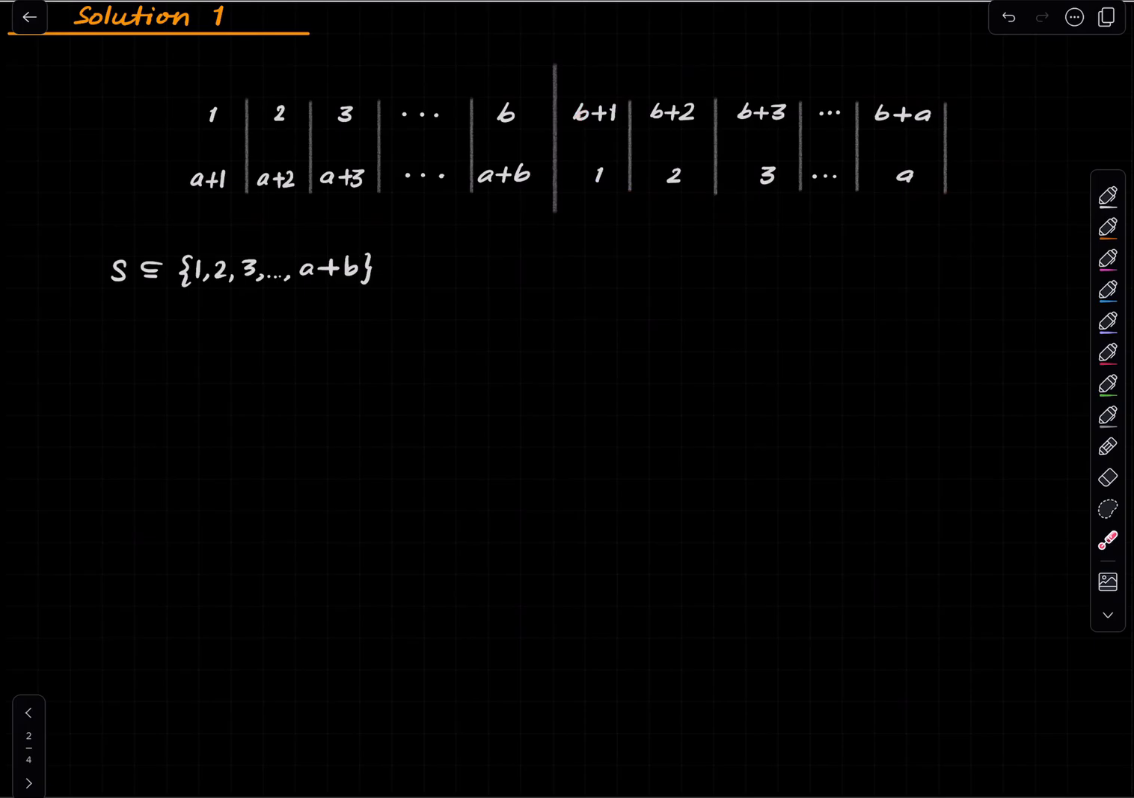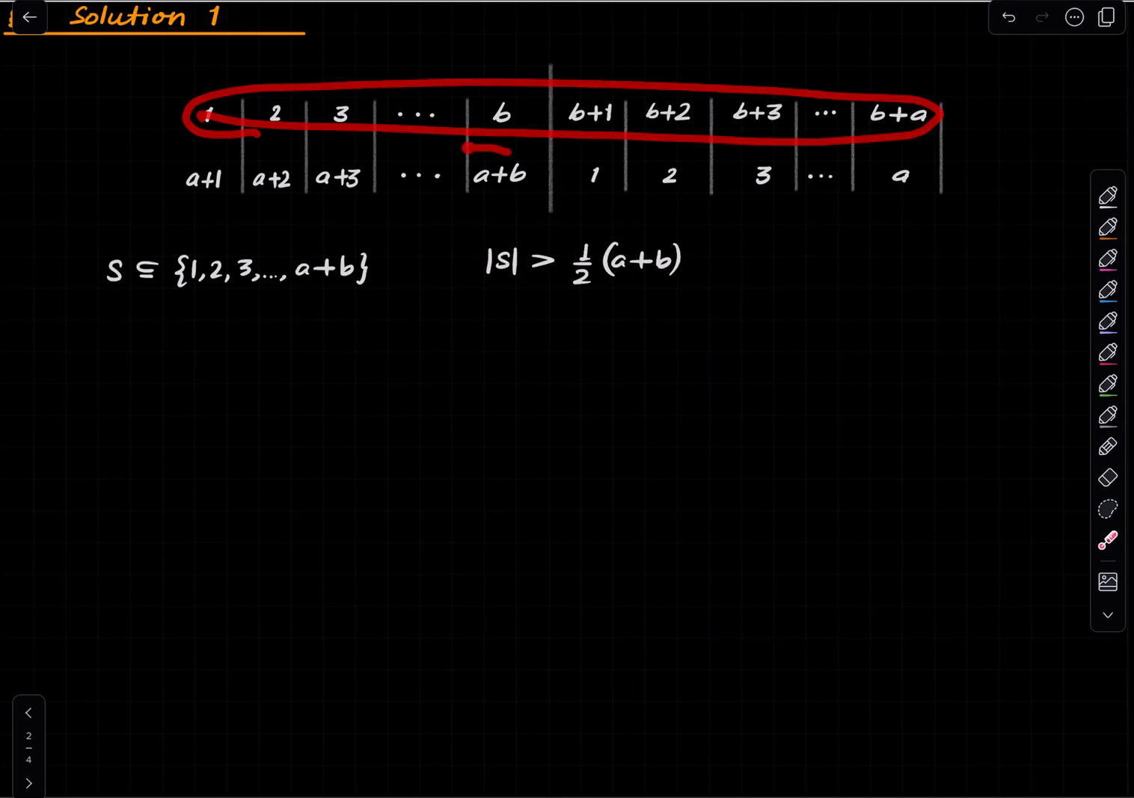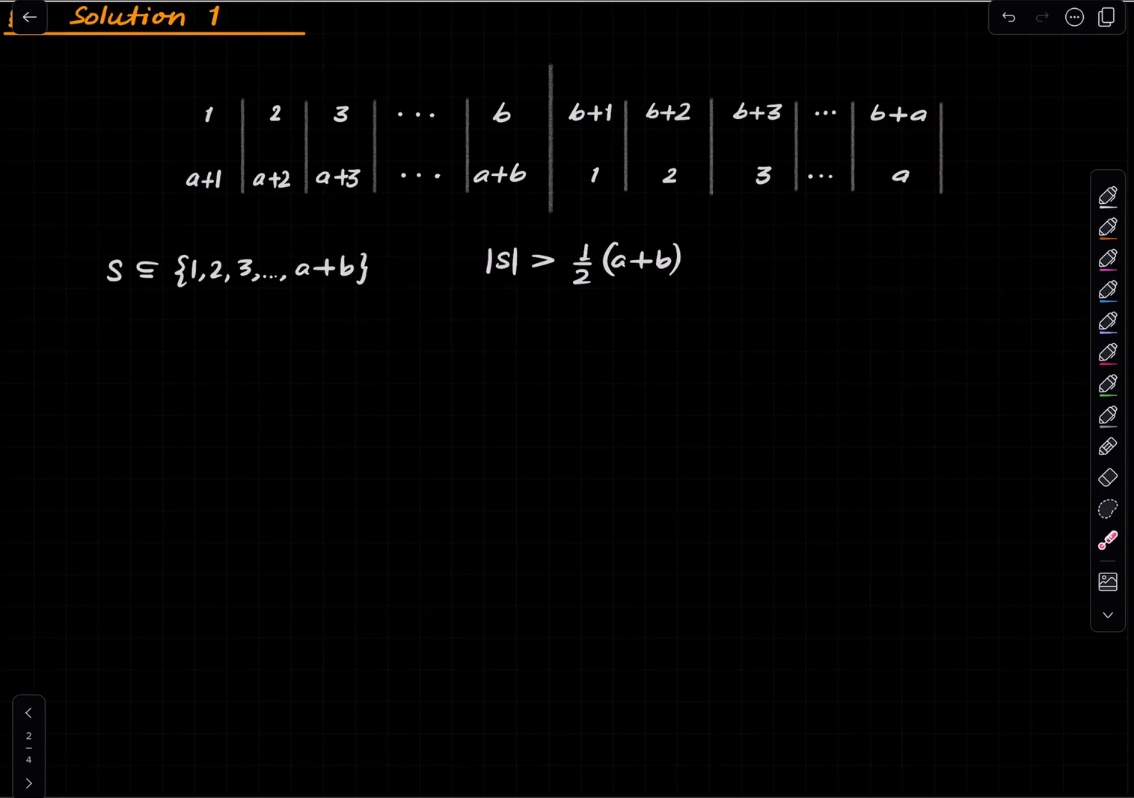And here is the point. If S has size more than half of a plus b, then since we are marking every integer that is there in S above and every integer that is there in S below, how many numbers are we marking out? We are marking out exactly twice the size of S numbers, and that is strictly greater than a plus b. Okay? So these many numbers we are marking out, and that is greater than a plus b.